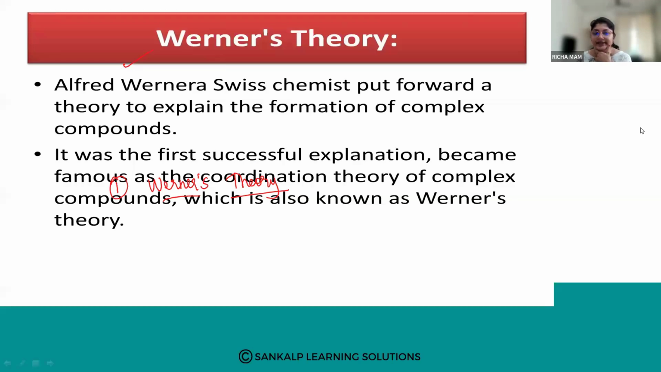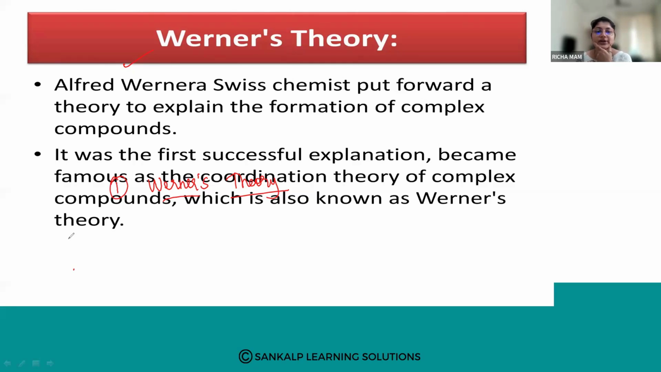So there was a scientist named Alfred Werner. He was a chemist who put forth Werner's theory. By his name, Werner's theory explained the formation of complex compounds. How the complex compounds are formed was explained by this theory.